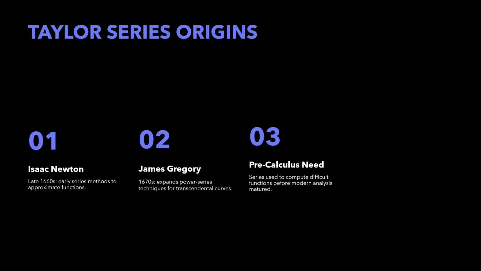Finally, in the early 1700s, Brook Taylor formalized these general expansions that now bear his name. These developments made a major milestone in mathematical analysis.